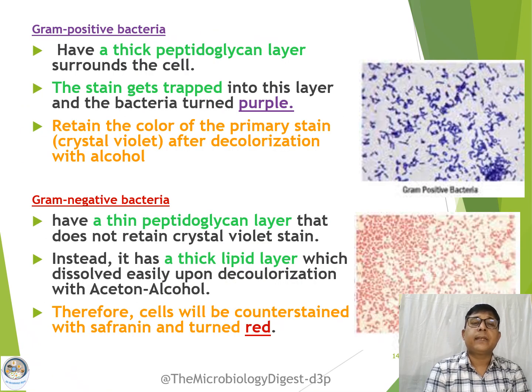In this diagram, you can see a photo of gram-positive bacteria. If they are gram positive, they will appear violet or purple, and if they are gram negative, they will appear red or pink.